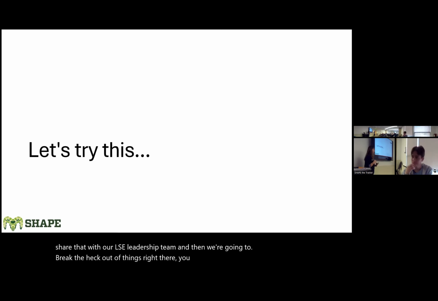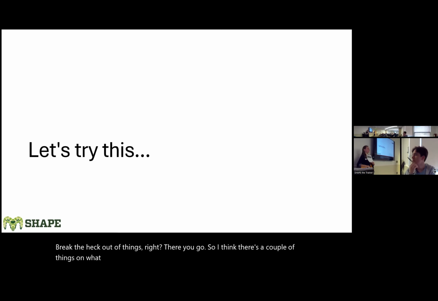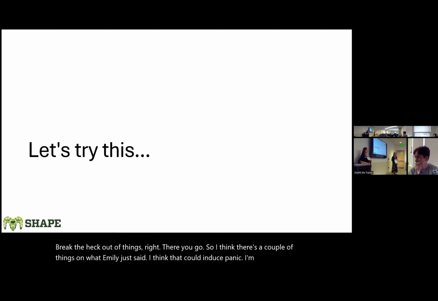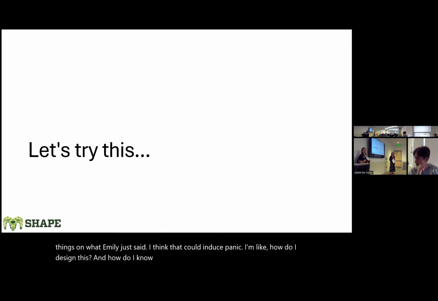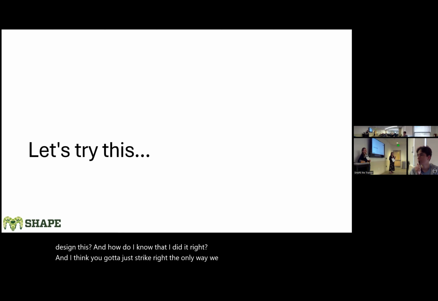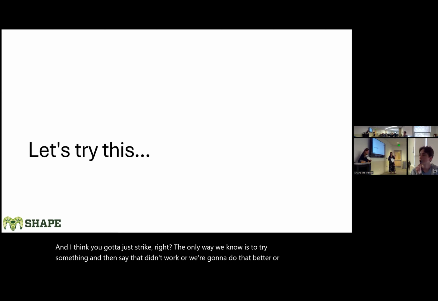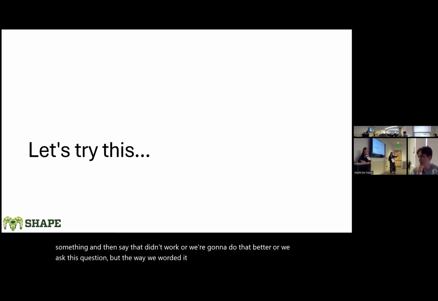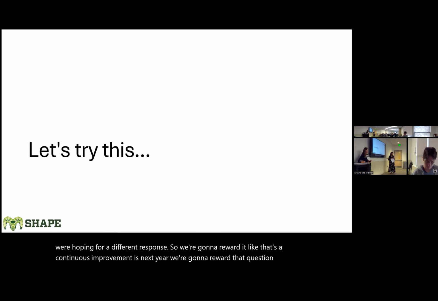So I think there's a couple of things on what Emily just said. I think that could induce panic of, how do I design this and how do I know that I did it right? And I think you've got to just try it, right? The only way we know is to try something and then say that didn't work, or we're going to do that better, or we asked this question, but the way we worded it, we got this response when we were hoping for a different response. So we're going to reword it. That's the continuous improvement: next year we're going to reword that question and hopefully get a better kind of response.